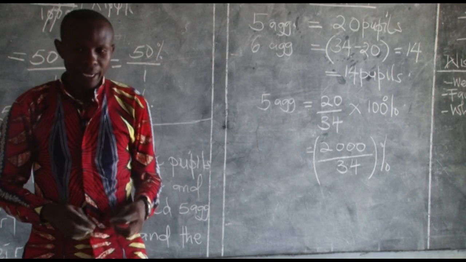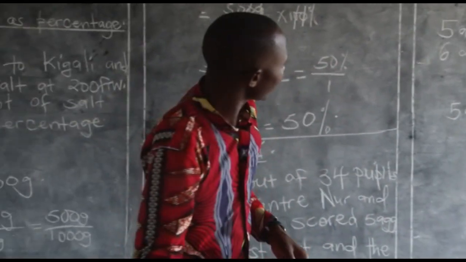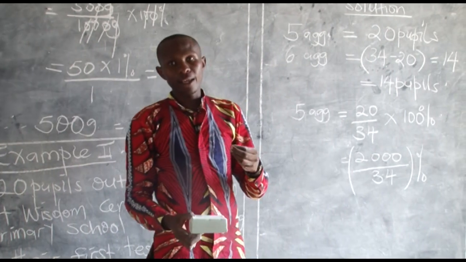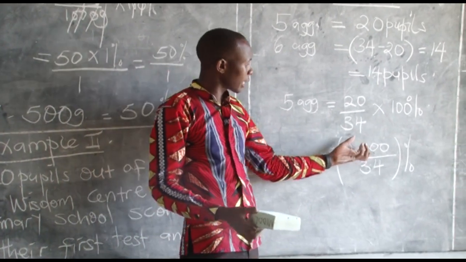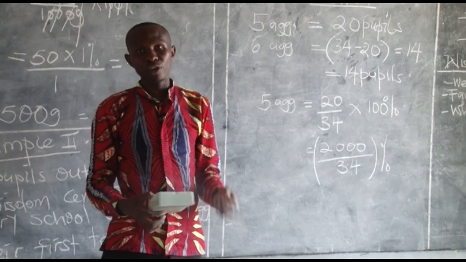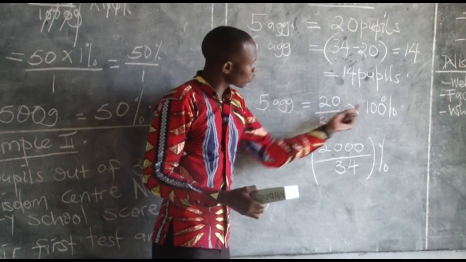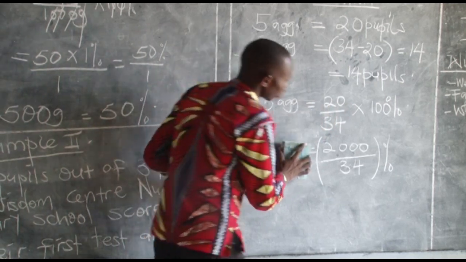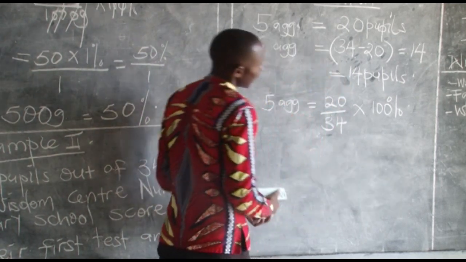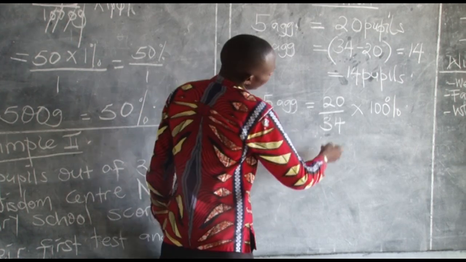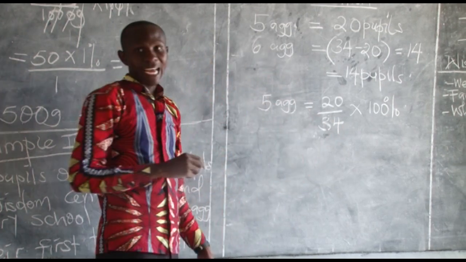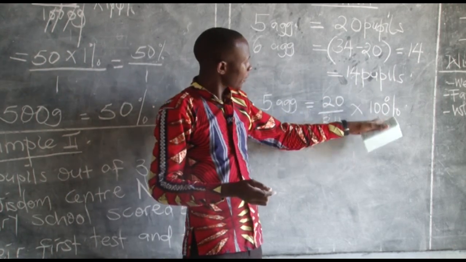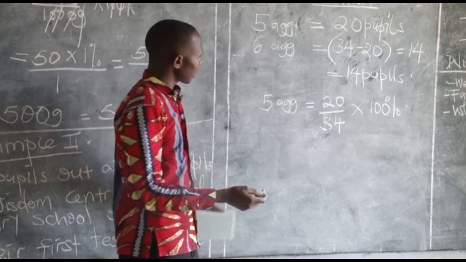But before you multiply out everything like this, the number may become too heavy for you to divide. When you make it a very big number like this, the best advice I give you is, before you multiply out, first reduce if these numbers can be reduced. So let's first reduce before we come to this step. 34 is an even number, 20 is an even number, 100 is an even number. Let's divide these numbers here.